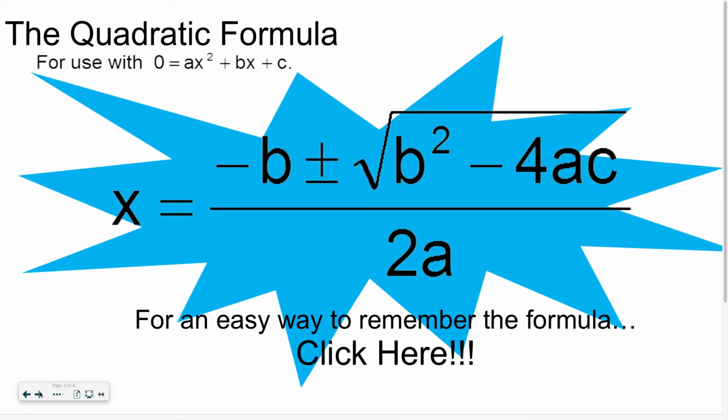Okay, so please make sure that you have the quadratic formula written down correctly in your notes. X equals the opposite of b plus or minus the square root of b squared minus 4ac all over 2a.